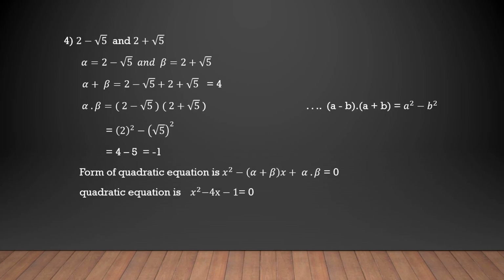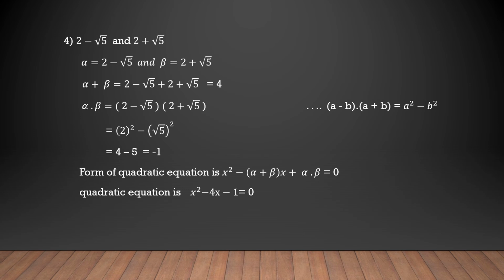Next roots are 2 minus root 5 and 2 plus root 5. Means alpha is equal to 2 minus root 5 and beta is equal to 2 plus root 5. So first we add alpha plus beta and then alpha into beta. So alpha plus beta is equal to 2 minus root 5 plus 2 plus root 5. Minus root 5 and plus root 5 is equal to 0. So we add 2 plus 2 which is equal to 4. Alpha plus beta is equal to 4.